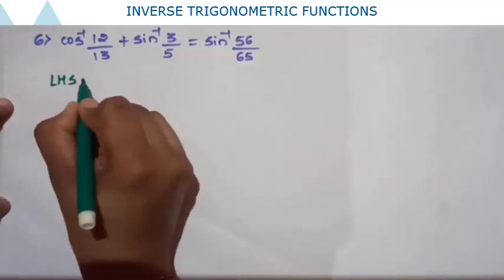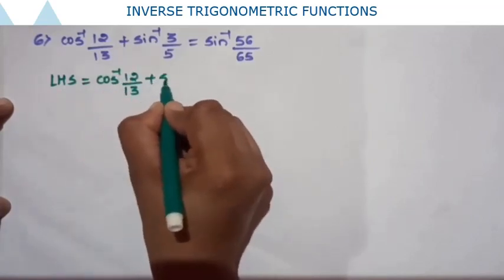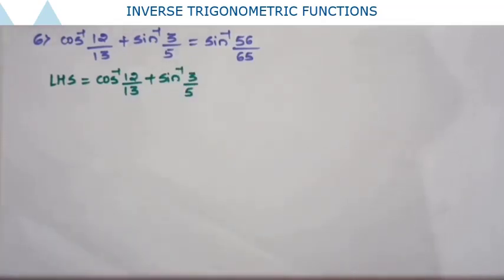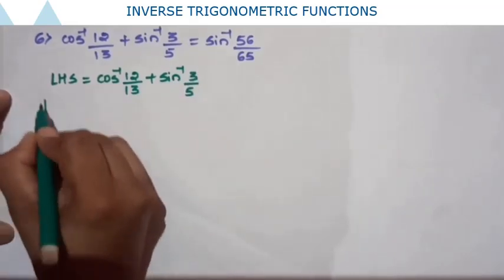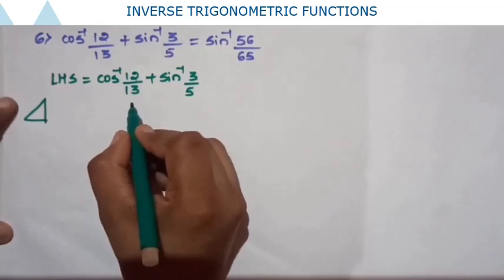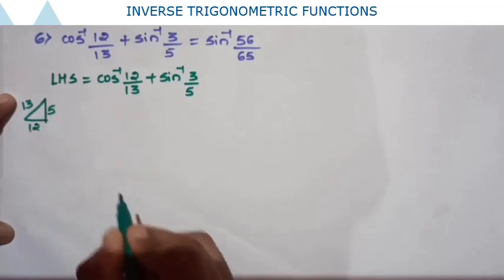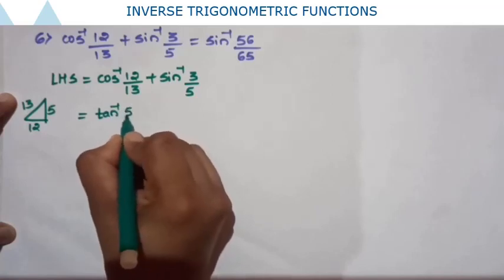So what is the LHS here? The LHS becomes cos inverse 12 by 13 plus sin inverse 3 by 5. Here we don't know a cos inverse x plus sin inverse y formula that we can apply, so we can convert cos inverse to tan inverse and this also to tan inverse. So I am converting cos inverse 12 by 13 to tan inverse. Here 12 becomes the adjacent side, 13 becomes the hypotenuse, hence 5 becomes the opposite side, therefore cos inverse in terms of tan inverse becomes 5 by 12.